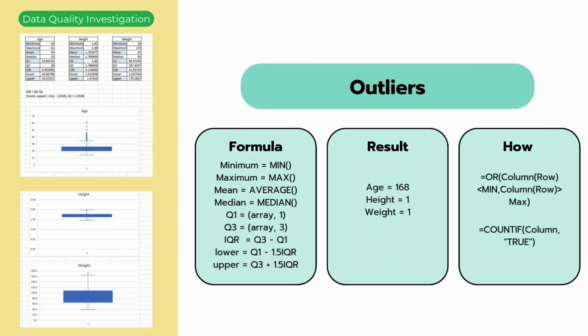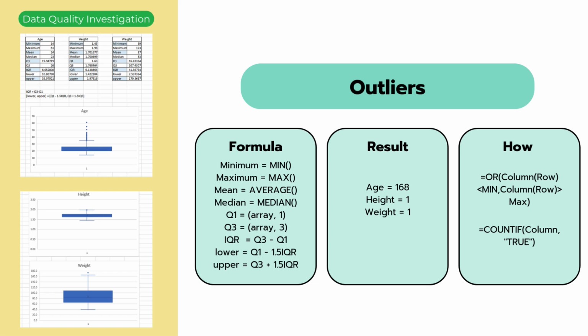So for the topic of outliers, we find the outliers of the database in age, height, and weight. The result shows that we have outliers: age 168, height 1, and weight 1. The first thing that we do is find the values including minimum, maximum, mean, median, first quartile, third quartile, the value of IQR, and the lower and the upper bounds.